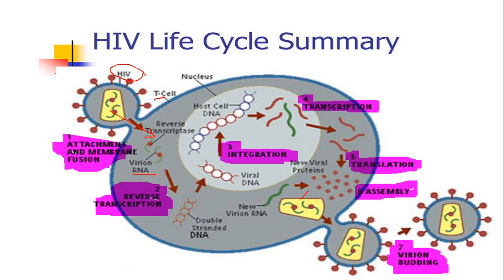The RNA will then undergo reverse transcription. Reverse transcription being the second step, that is, with the help of reverse transcriptase, the RNA will form the DNA. Now, what DNA is this? This is the viral DNA. That viral DNA is double-stranded.